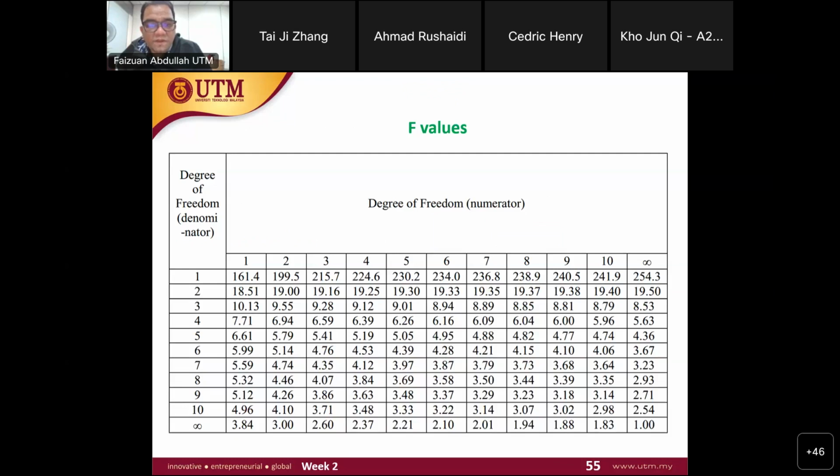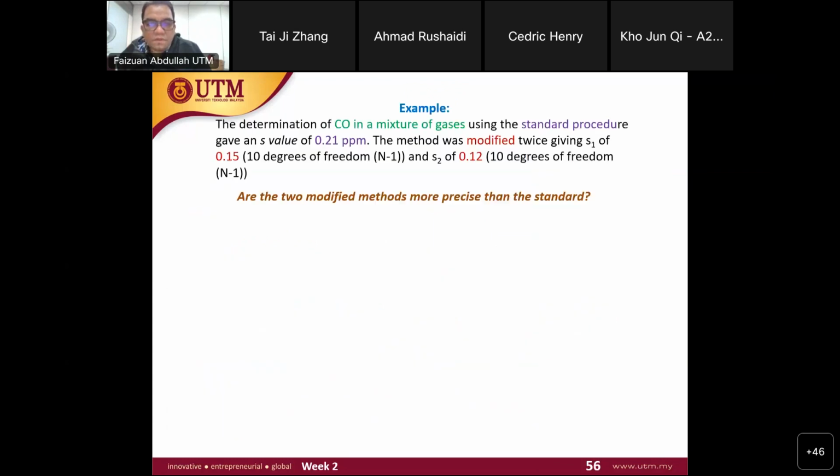Right, F value in the table. Okay, now we have an example. The determination of carbon monoxide in a mixture of gases using the standard procedure gave us an S value of 0.21 ppm.